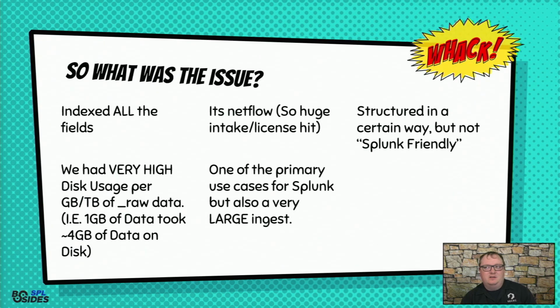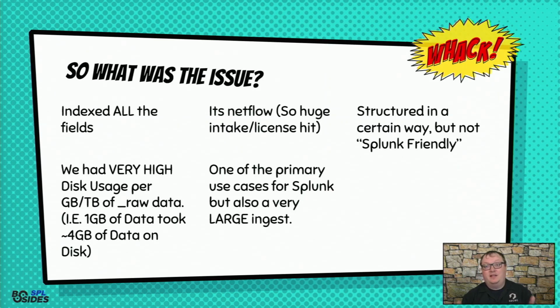And for our scenario, this was a SmartStore setup. So, massive data, small buckets, getting rolled quickly. It wasn't great. It was NetFlow, so it was a massive chunk of the license. A lot of these fields, which are duplicative, were taking up license usage on top of just being NetFlow. So it's NetFlow, and then it was structured in a certain way, and like I said, it wasn't Splunk friendly.